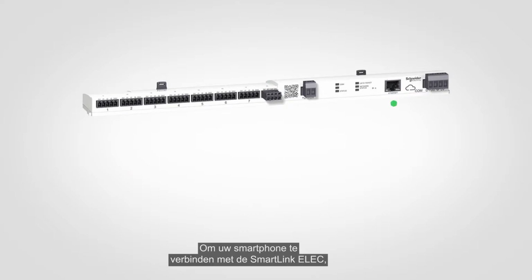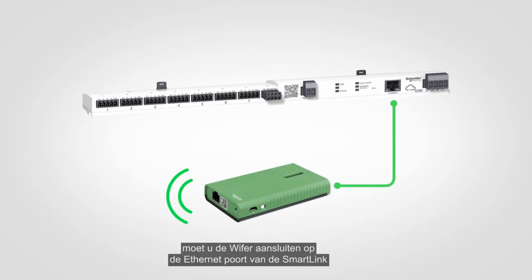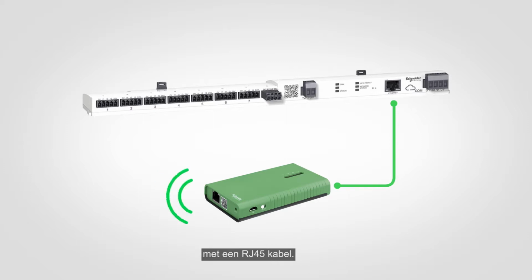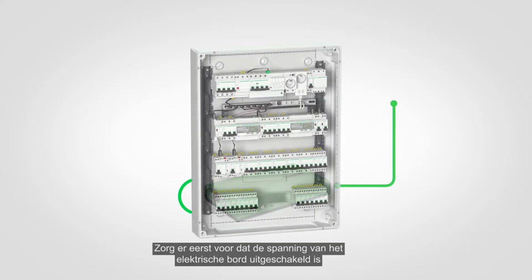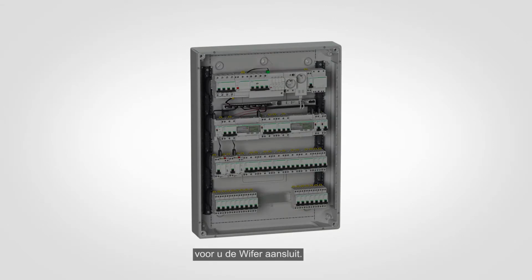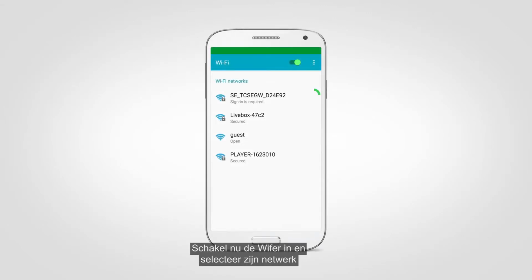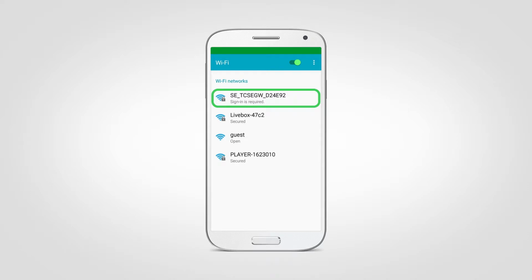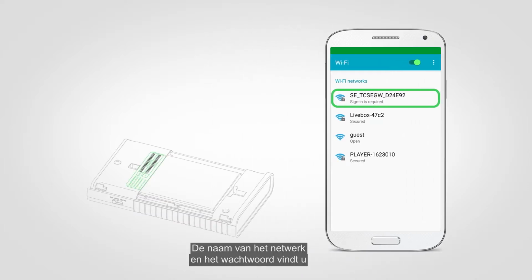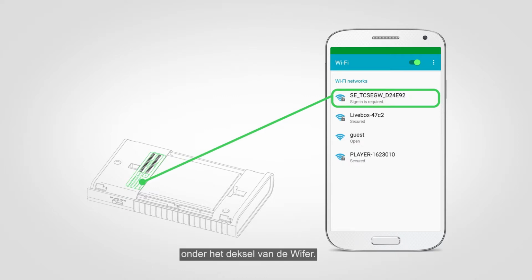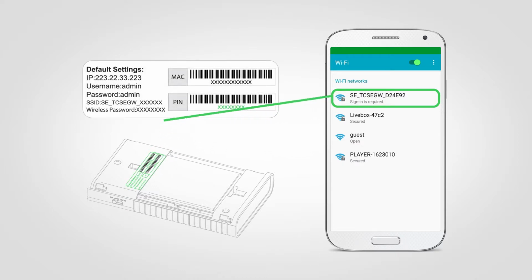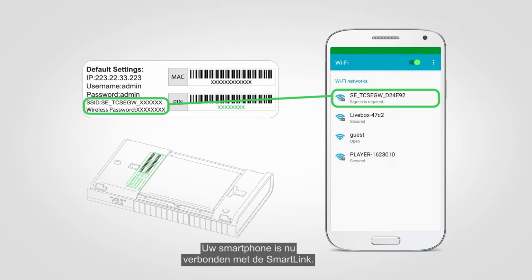To connect your smartphone to Smartlink ELEC, connect the Wi-Fi to the Ethernet port of Smartlink using the RJ45 cable. Make sure that the electrical panel is switched off during this operation. Turn on the Wi-Fi and select its corresponding network in the Wi-Fi settings of your smartphone. The network name and password can be found under the Wi-Fi cover. Your smartphone is now connected to Smartlink.